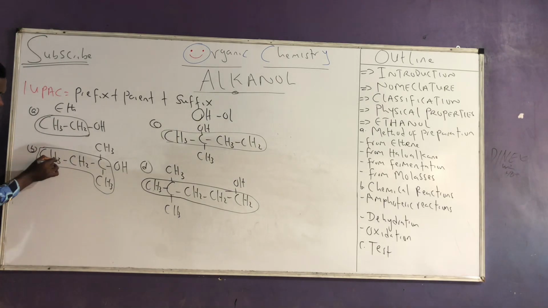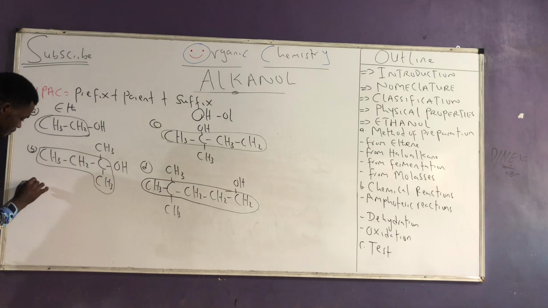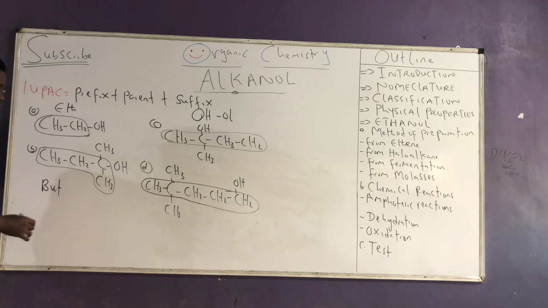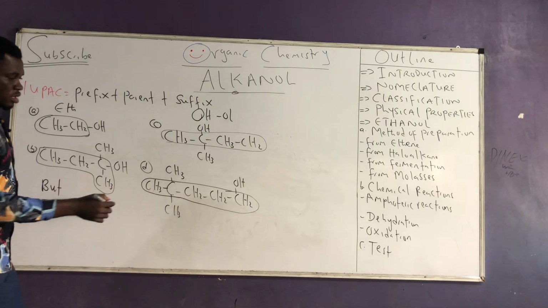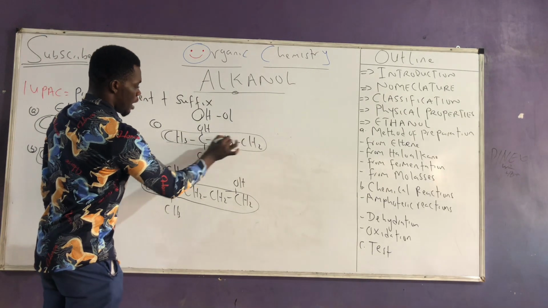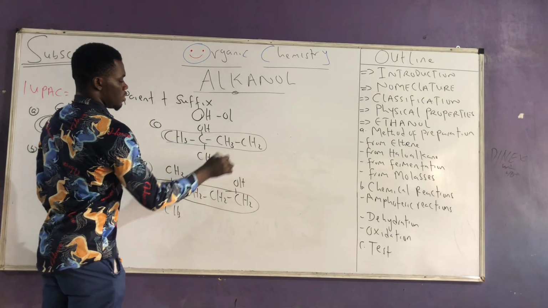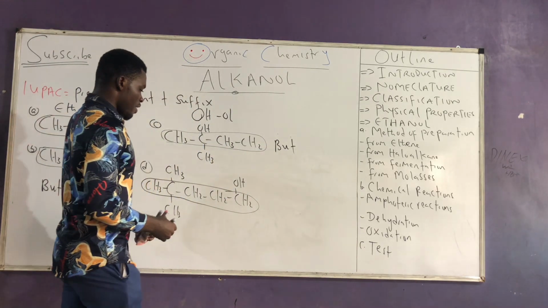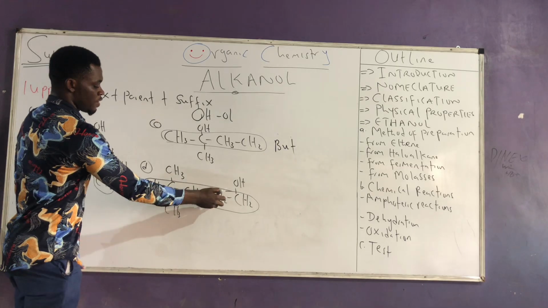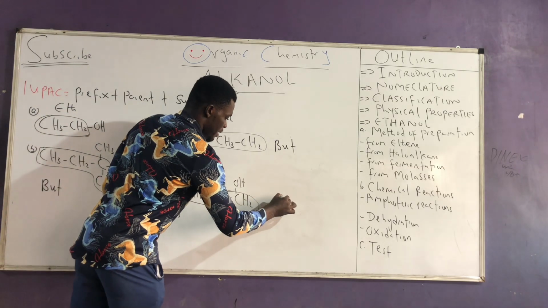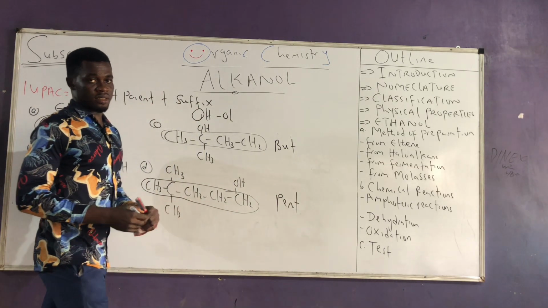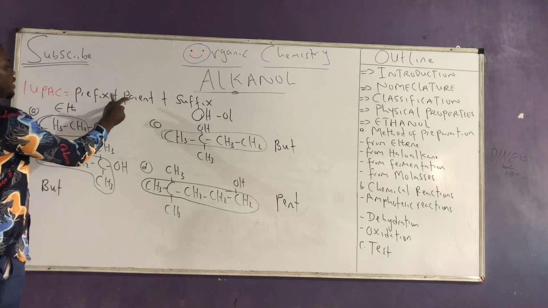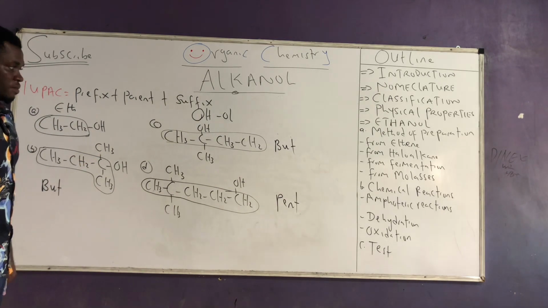Count the number of carbon atoms: 1, 2, 3, 4. Four carbon atoms, the parent name gives us But. Count again: 1, 2, 3, 4. So my parent name also gives me But. Count the number of carbon atoms: 1, 2, 3, 4, 5. So my parent name gives me Pent. Very important. So we've determined one important component of this formula, which is the parent name.